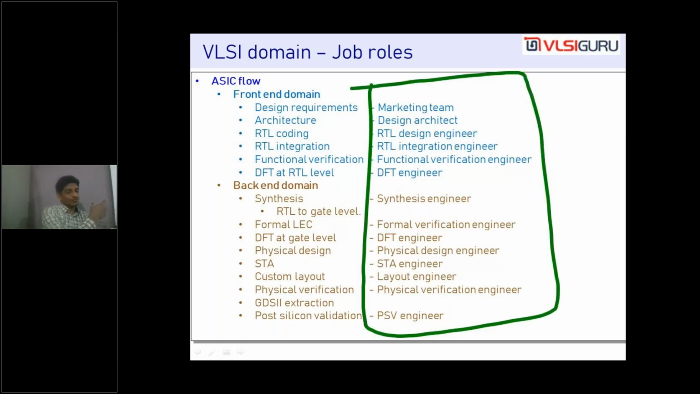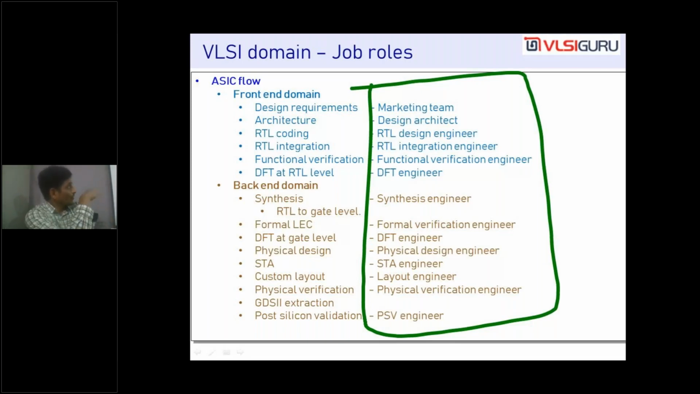I have skipped another 4-5 roles actually, because I don't want to confuse you with too many things. I purposefully skipped a few things. There will be something called IR drop analysis engineer. A lot of other things are there. No need to get into that minute extent.